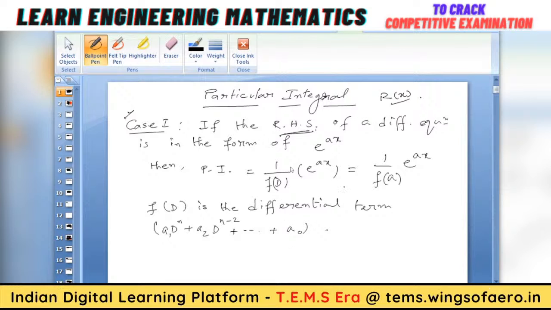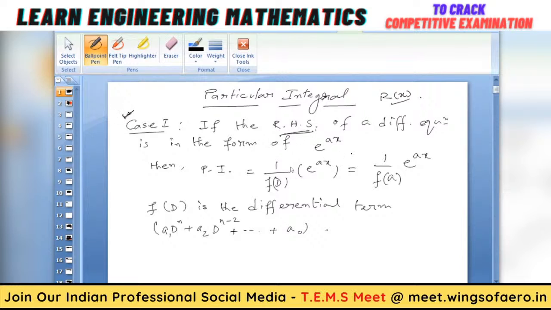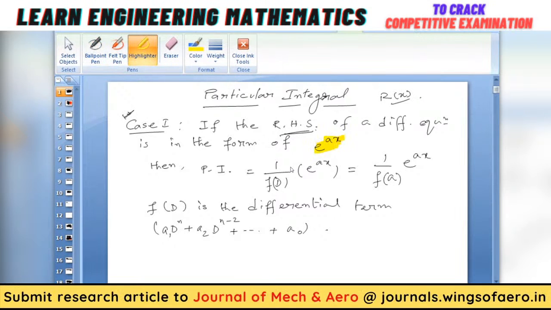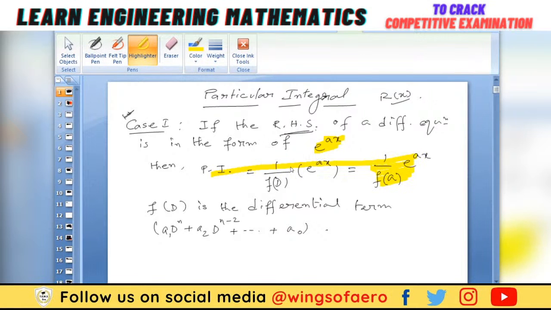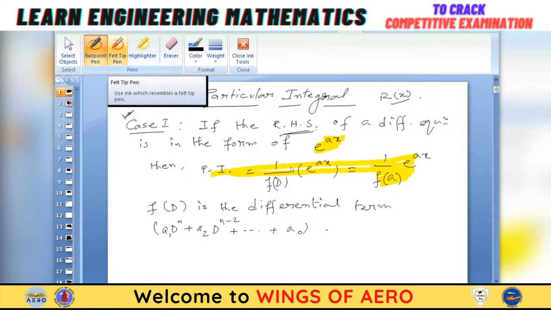Okay, so first, please write it down. Case 1, where the RHS is e to the power ax, that is exponential form. Then the formula is this one. Okay, write this whole thing. Then I will discuss it by using an example.